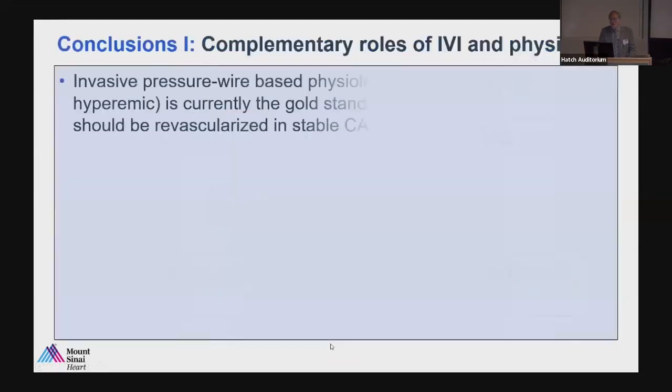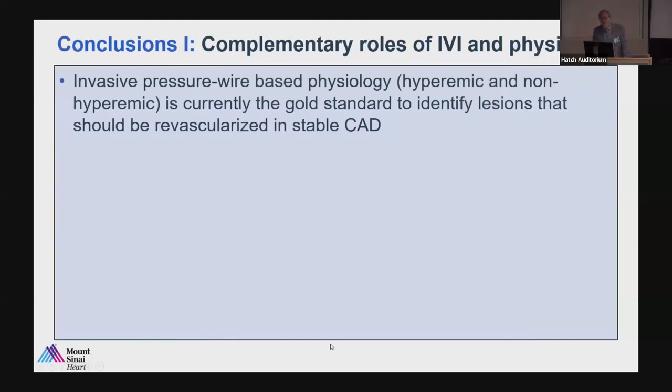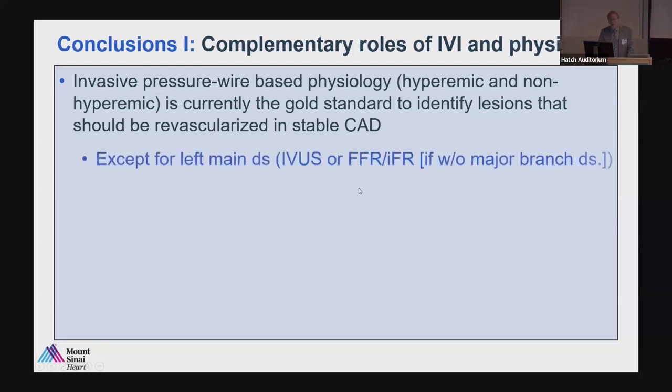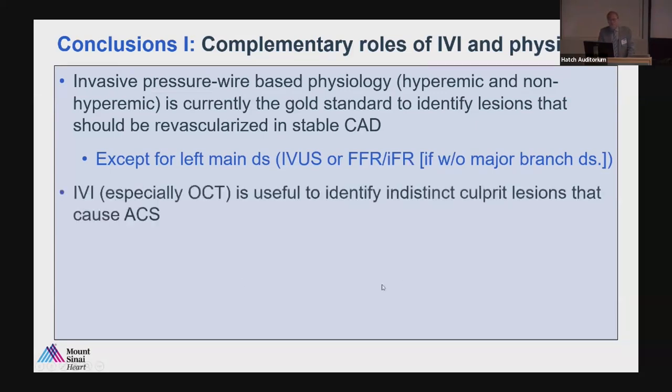that we and others are investigating. So if I were to summarize, there are complementary roles of intravascular imaging in physiology. Invasive pressure wire-based physiology, both hyperemic and non-hyperemic, is currently the gold standard to identify lesions that should be revascularized in stable CAD, class 1. Except for the left main, where either IVUS or FFR or IFR, at least with IFR or FFR, if there's no major branch disease, probably is as good. But I didn't show you that data because of time.